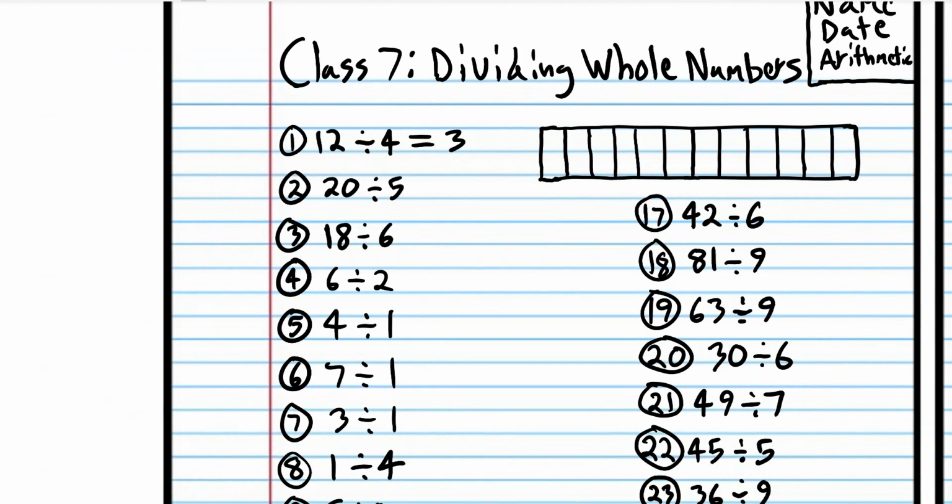Very simple. Number 2, 20 divided by 5. How many times do you add 5 to get to 20? You add it 4 times. So the answer is 4.